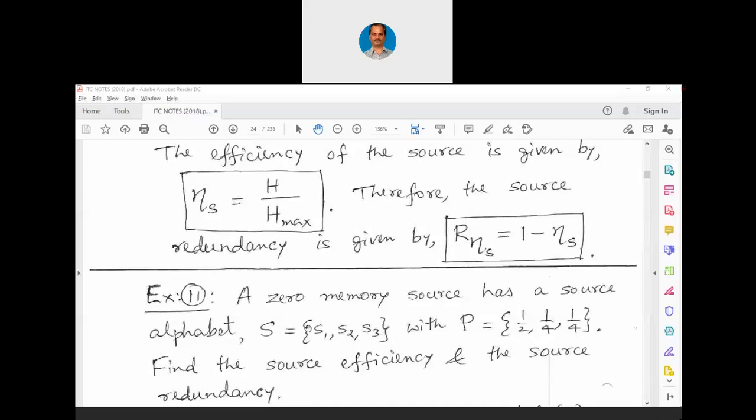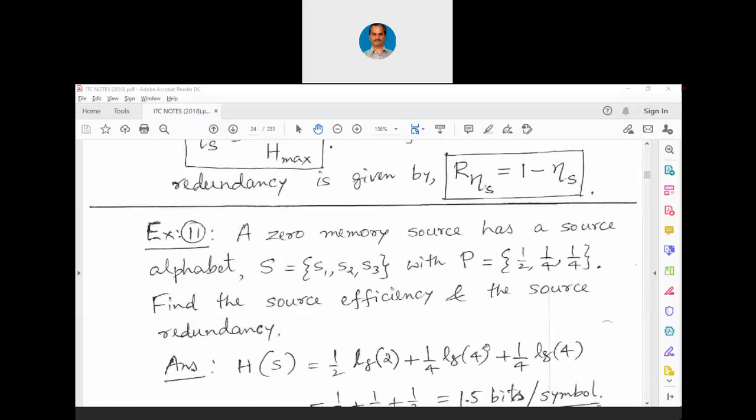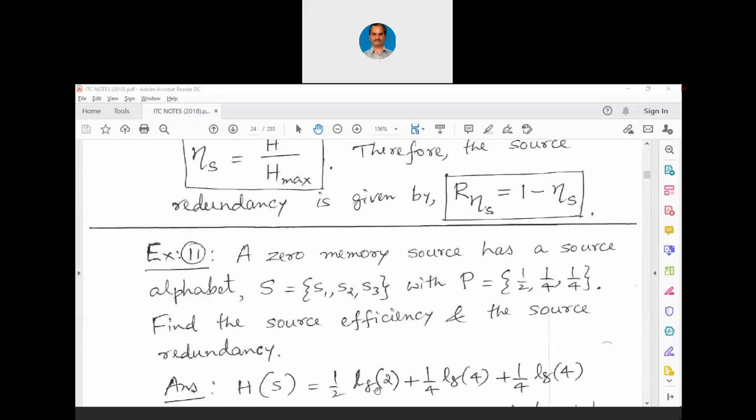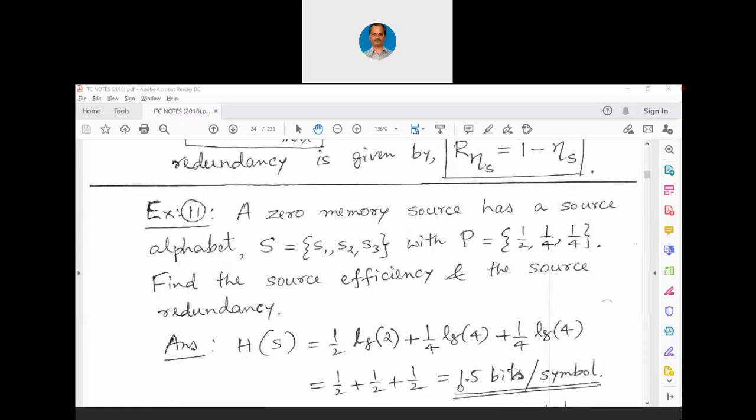H max has to be 1 over 3. When all 3 are equiprobable, S1, S2, S3 will be 1 over 3 each. H you can find out using this information itself: summation of Pi into Lg of 1 over Pi. So H of S is half Lg of 2 plus 1/4 Lg of 4 plus 1/4 Lg of 4. You will get 1.5 bits per symbol. That is H of S.